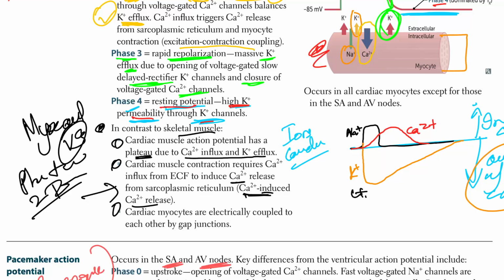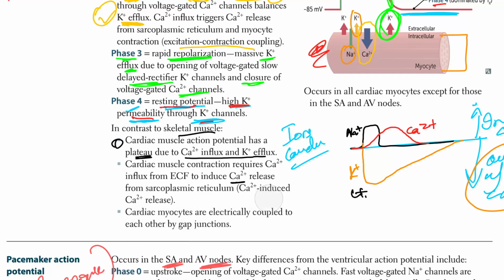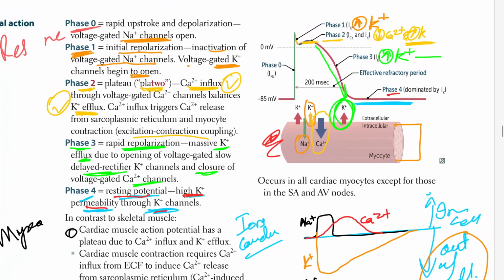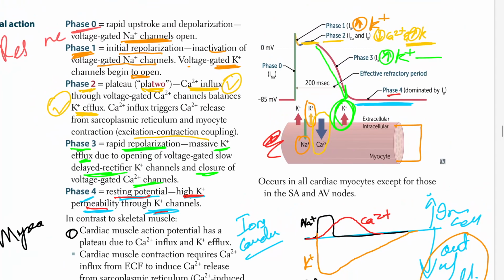The last thing is that the cardiac myocytes are electrically coupled to each other by gap junctions, because if you recall, it's the all-or-none law. All or none means either all will contract or none will contract, and that is due to the fact that we have gap junctions between them. So that's the difference we have in myocardial contractions. Now let's recall this, and then we look at what we have.